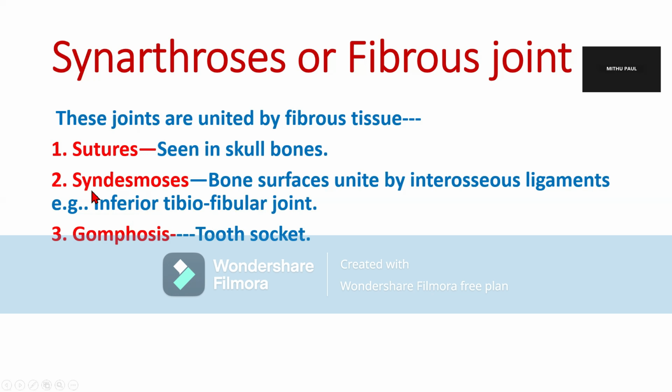Gomphosis, the word gomphos meaning tooth. So the tooth joint, the tooth lying in the tooth socket, articulated via fibrous tissue, is a type of joint known as the gomphosis.